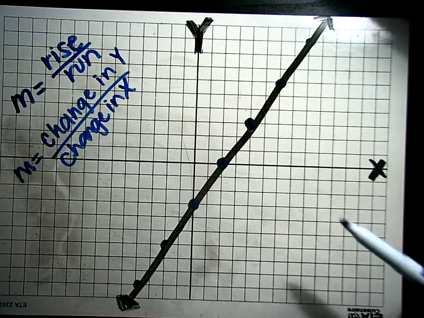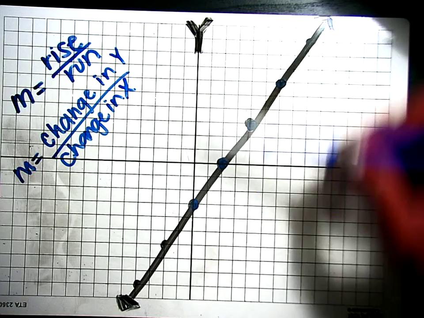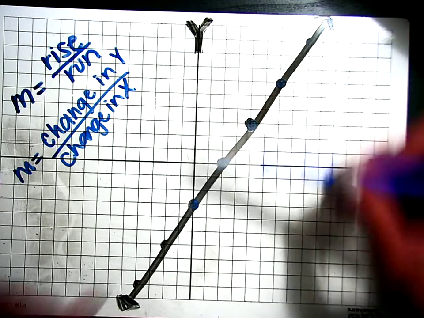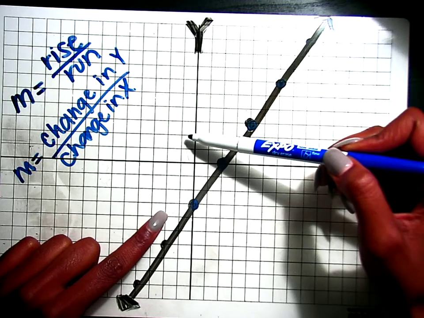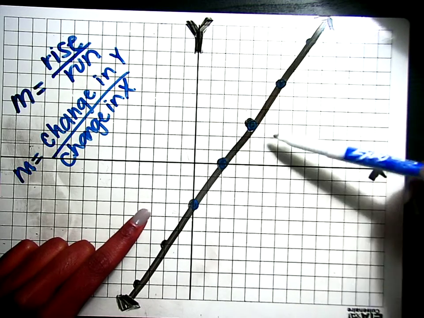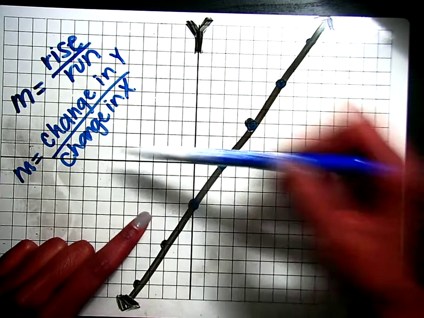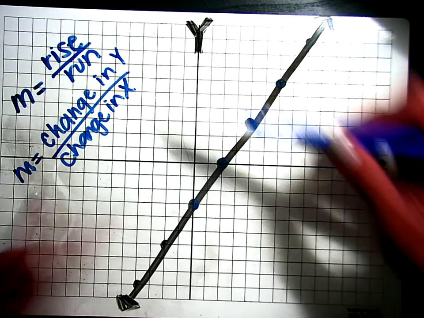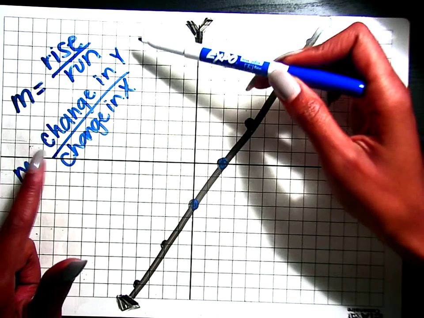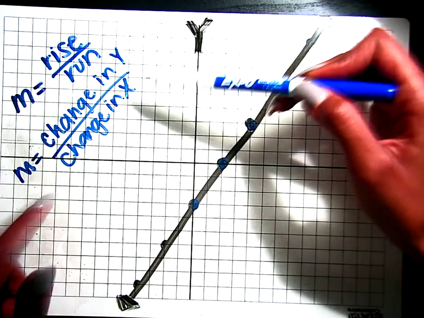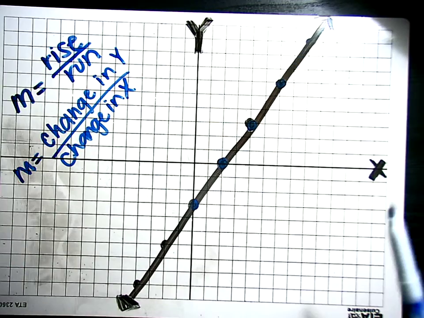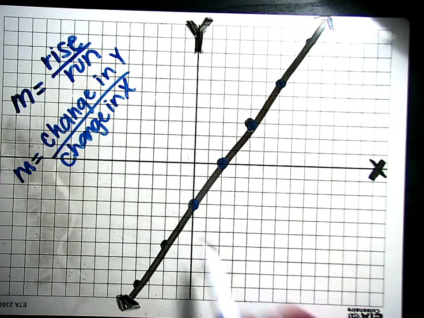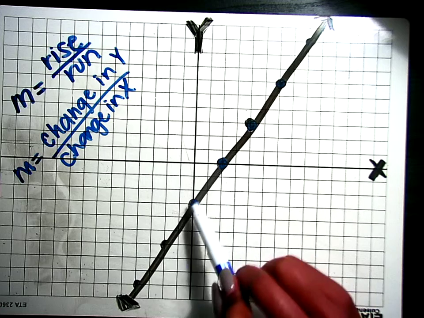The reason they call it rise over run, well, think about it. Our y-axis is going up and down, so rise along the y-axis, and our x-axis is horizontal, so you run along the x-axis. That's why we got rise over run, change in x, rise, run, change in y. Whatever, you get it. Anyways, so to start to find your slope on a graph, start with a point.